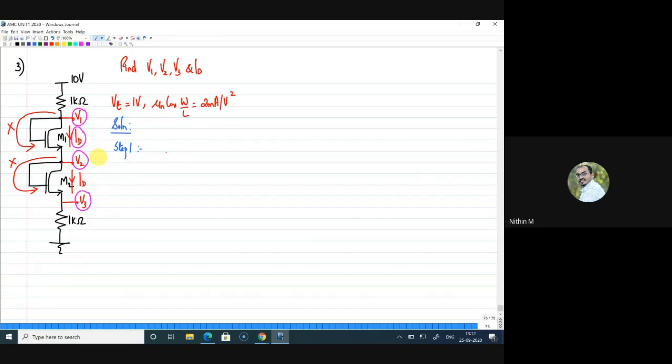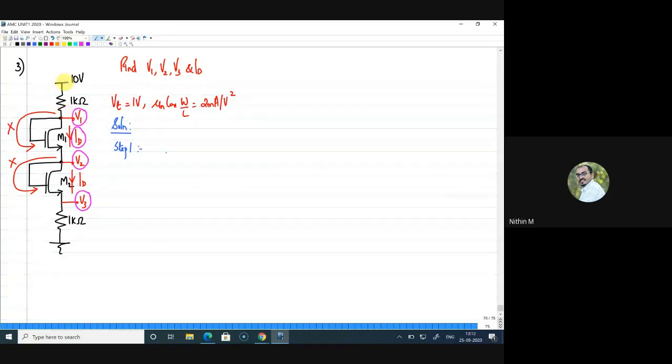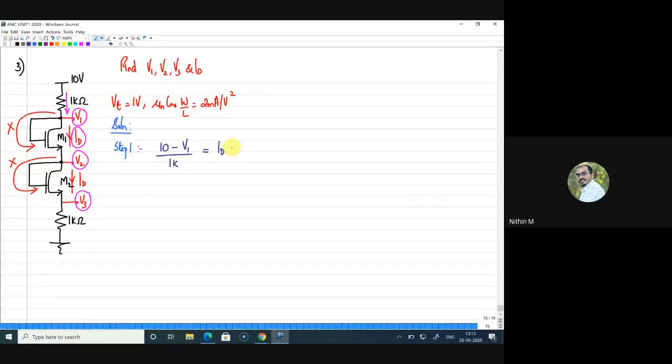And we have a drain current equation with us. So what I'll do first is just write a current equation here. So I know that 10 is the supply and this is V1 node, and from V1 there is a current flowing across this 1K resistance. So what is that current? That current is ID itself. So I will write my first equation as 10 minus V1 divided by 1 kilo is equal to ID. But again here I'll take that ID is in milliamps.